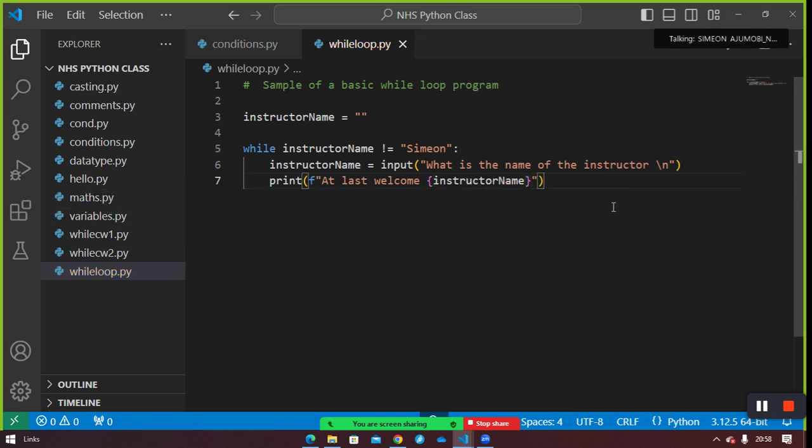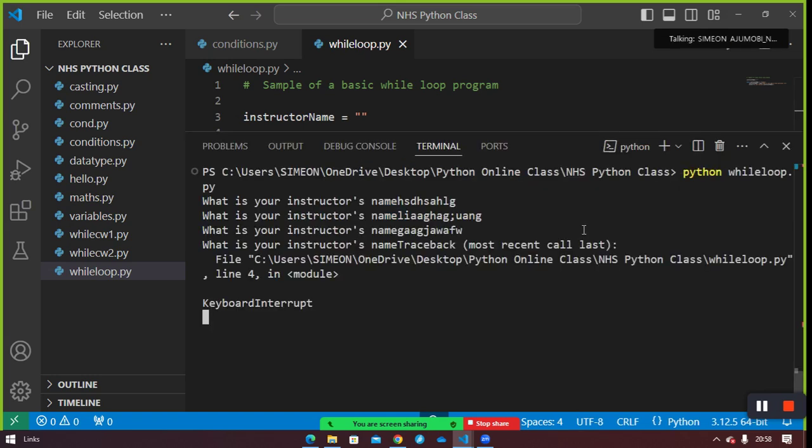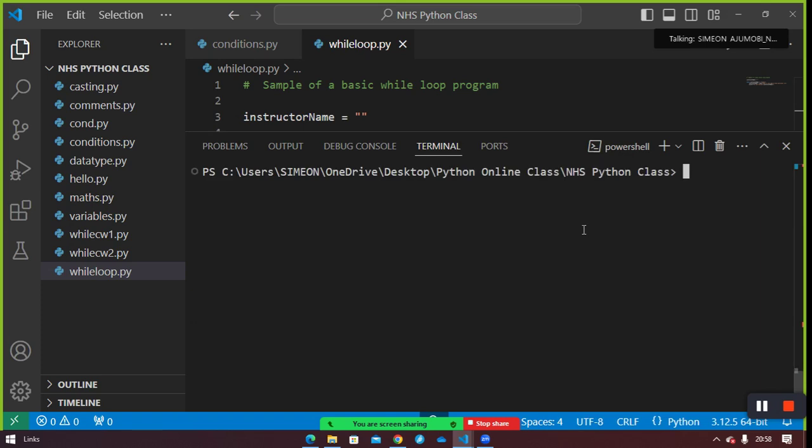Yeah, it will now print at last. Welcome. That is if this one is met. If this one is met, rather, if the name is equal to Simeon, then this one will now print. That is what it means. So let me cut out of this and clear the screen.